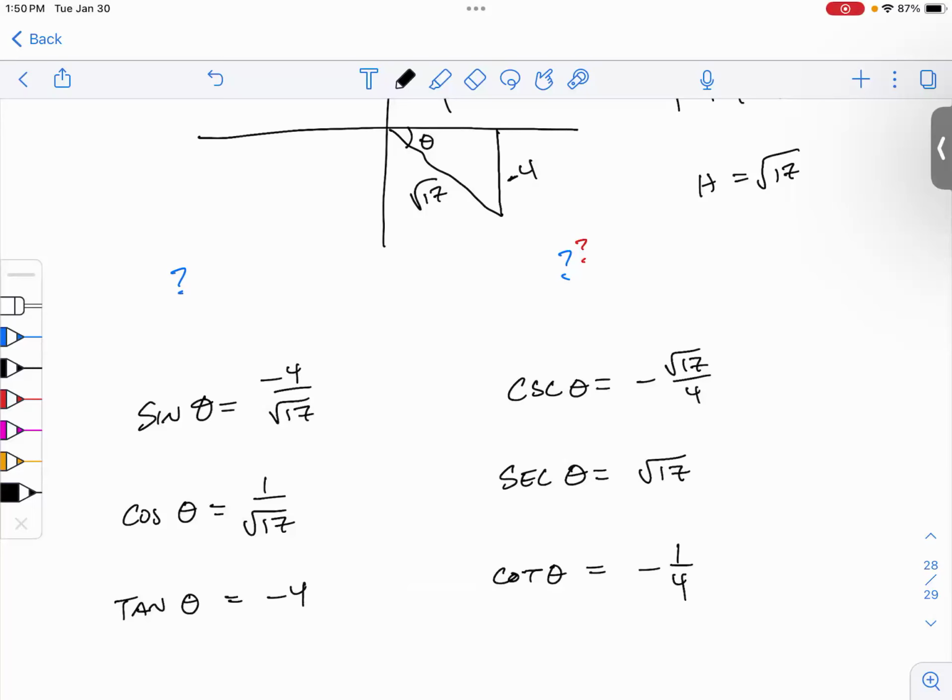And then always give it the double check, right? We were in quadrant 4. Is sine supposed to be negative in quadrant 4? Yeah, because sine is y. Is cosine supposed to be positive? Yeah. And tangent is negative. Okay, it looks good. So you always want to make sure your signs line up.